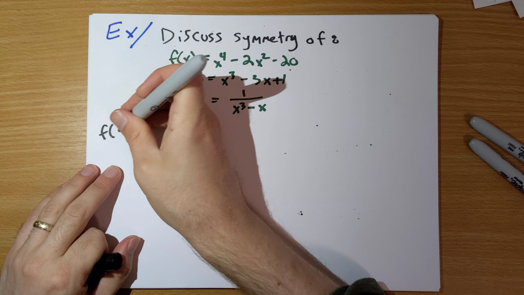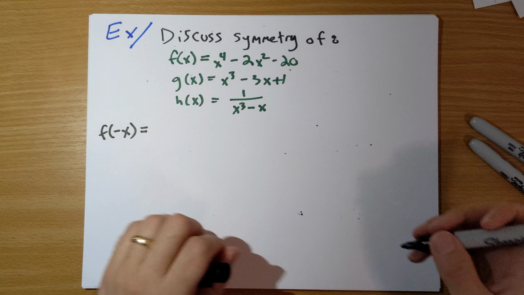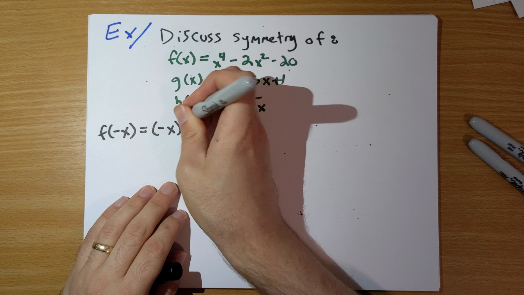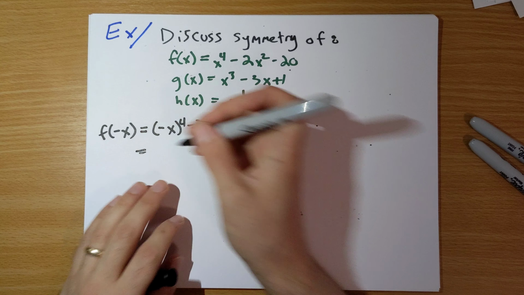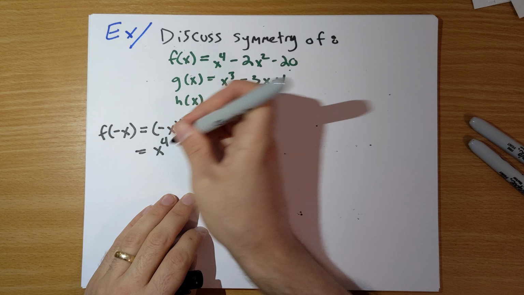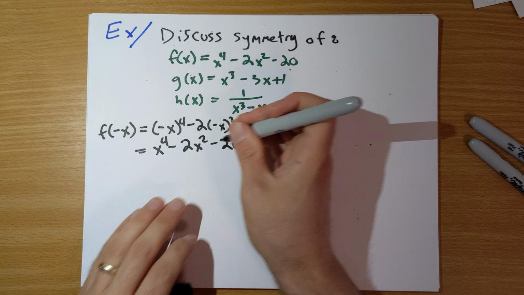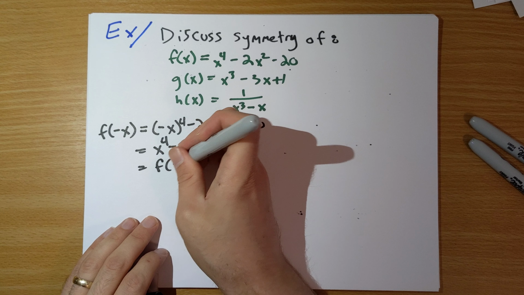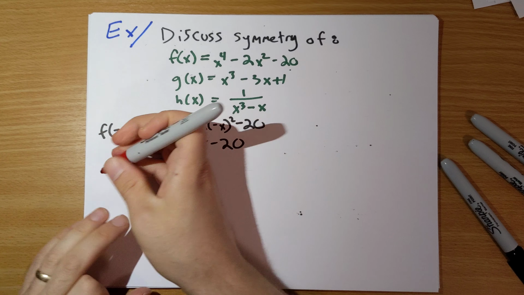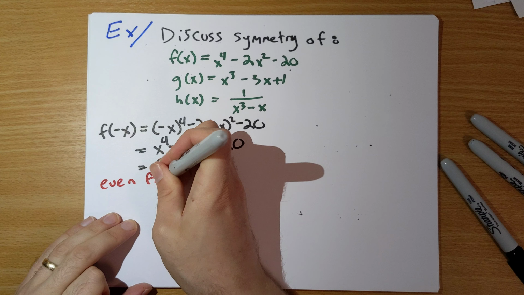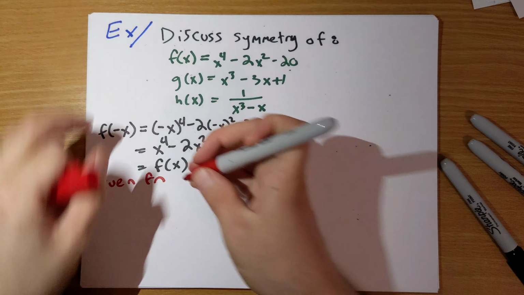So let us do, well, f of negative x is going to be negative x to the fourth minus 2 times negative x squared minus 20. Negative x to the fourth is just x to the fourth. Negative x squared is x squared minus 20. So we're back to f of x. So this is an even function. And even functions are symmetric with respect to the y-axis.